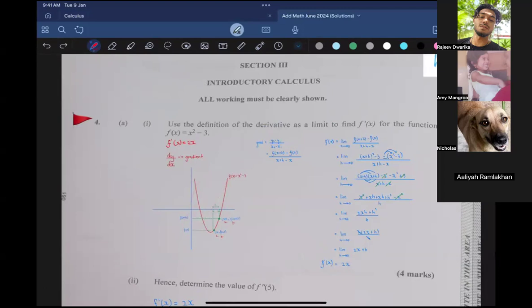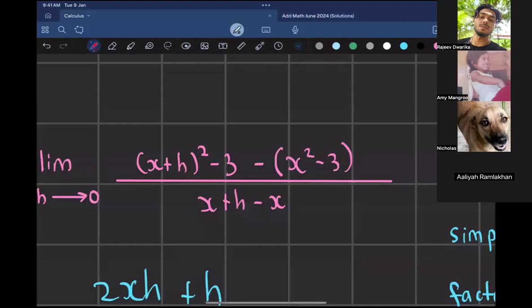All right. So Nicholas, what was the final answer you got? Aaliyah, what about you? I factorized to get h plus 2x. And you find the limit as h approaches 0. So if h is 0, we remain with 2x. That's the answer. Aaliyah, what about you?